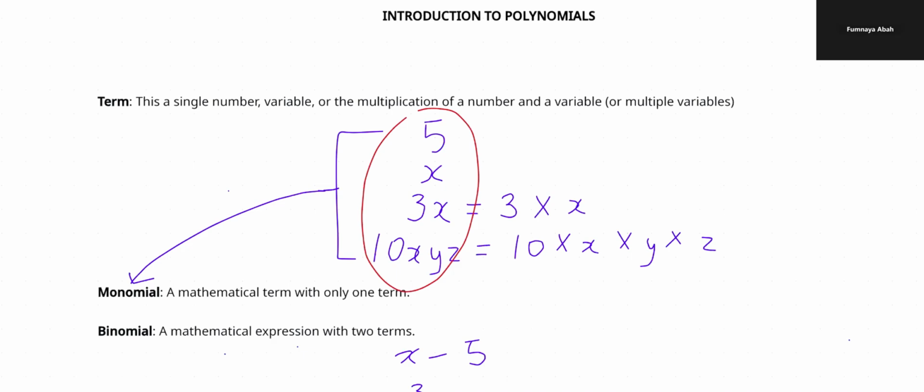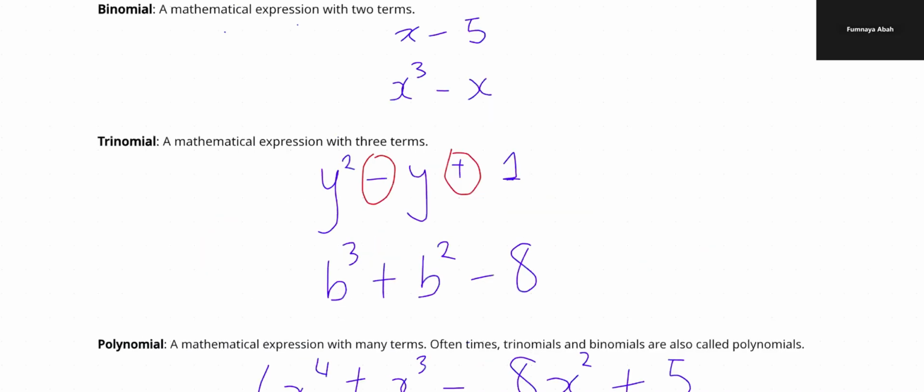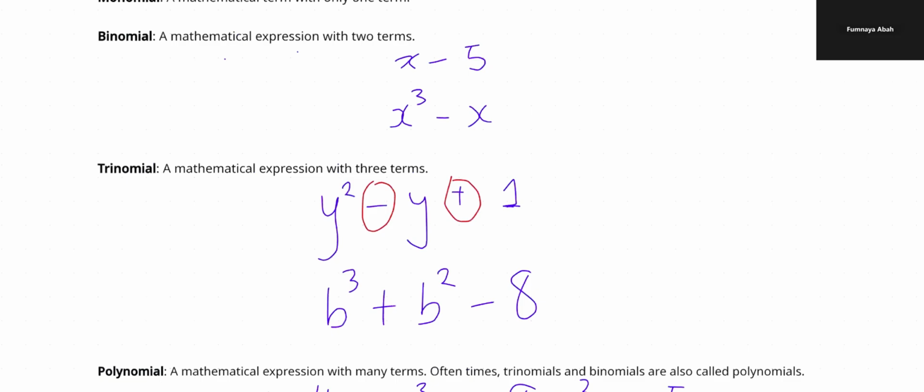So with a binomial, we have two terms, x and 5, and they're linked with this minus sign in the middle here. So that's a way to differentiate monomials from binomials. Just look out for a plus or minus sign and you can tell whether it's a monomial or it's a binomial, trinomial, or polynomial.